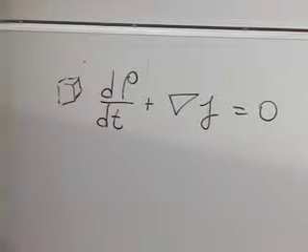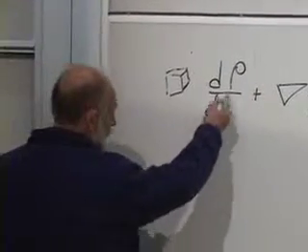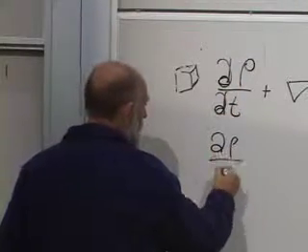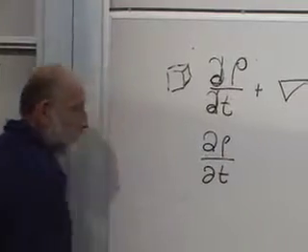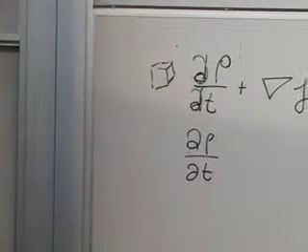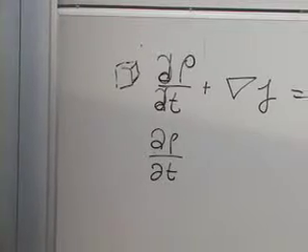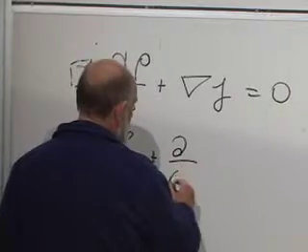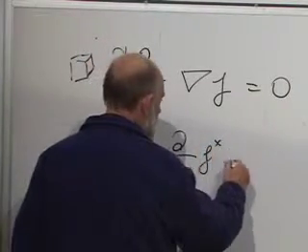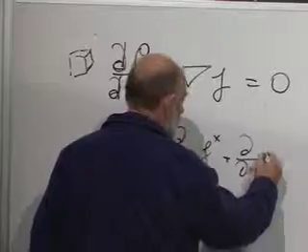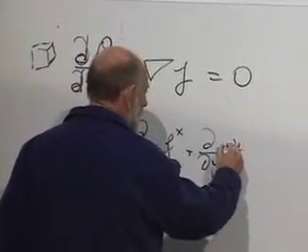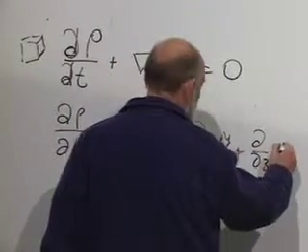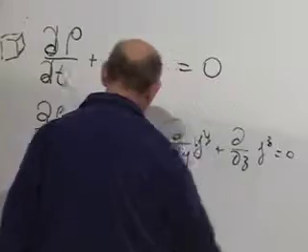We can write this explicitly. It says that, let's say, partial of rho with respect to t. And then what is the divergence of the current? Anybody remember the form for the divergence of a vector? Right. It's the derivative with respect to x of the x component plus the derivative with respect to y of the y component, jy, plus the derivative with respect to z of jz, and that's equal to 0.